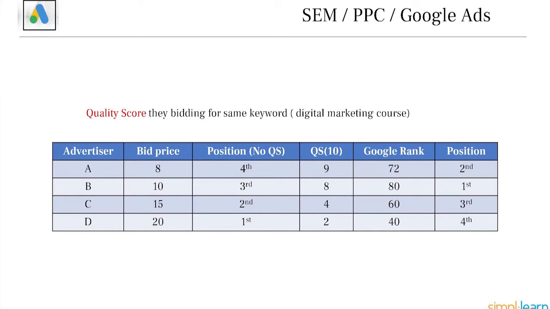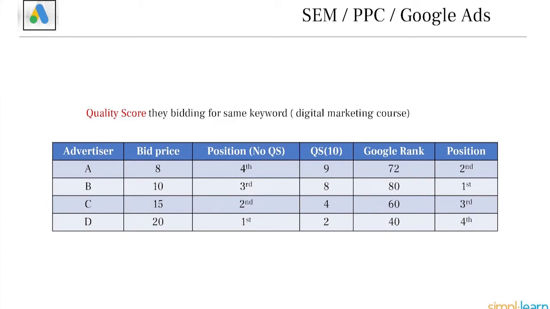Google Ad Rank can be understood as a KPI, or a metric, which is a product, a multiplication, of what you bid and how much quality score you were able to get. So 8 into 9 brings 72, 10 into 8 brings 80, 15 into 4 brings 60, and 20 into 2 is 40. So the combination of good pricing and a good quality score got bidder B the first position.